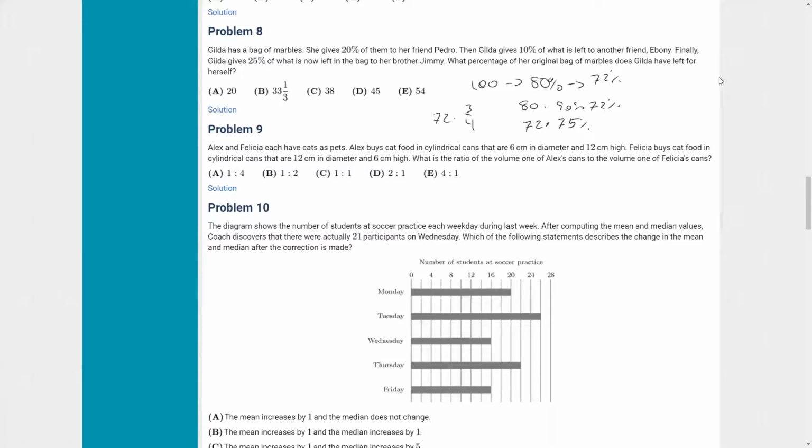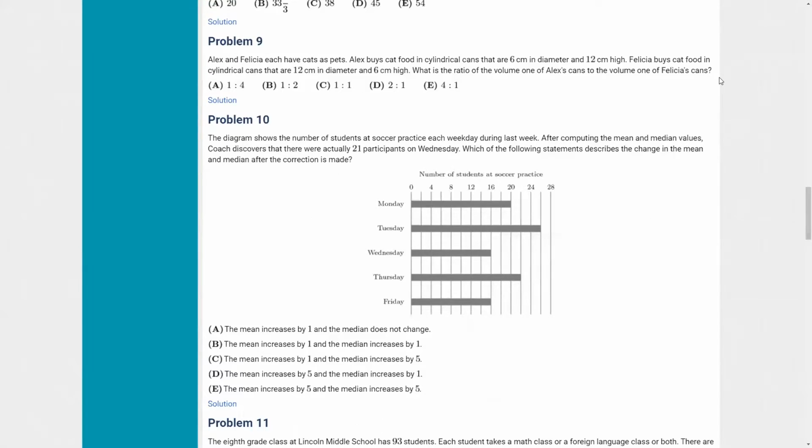And 75% is a very easy fraction. It's 3 over 4. So 72 times 3 over 4, I can cross out 1 and 18. 18 times 3 equals 54. So finally, we know that she has 54% of her original amount remaining. And that tells us that the answer to question number 8 is E.